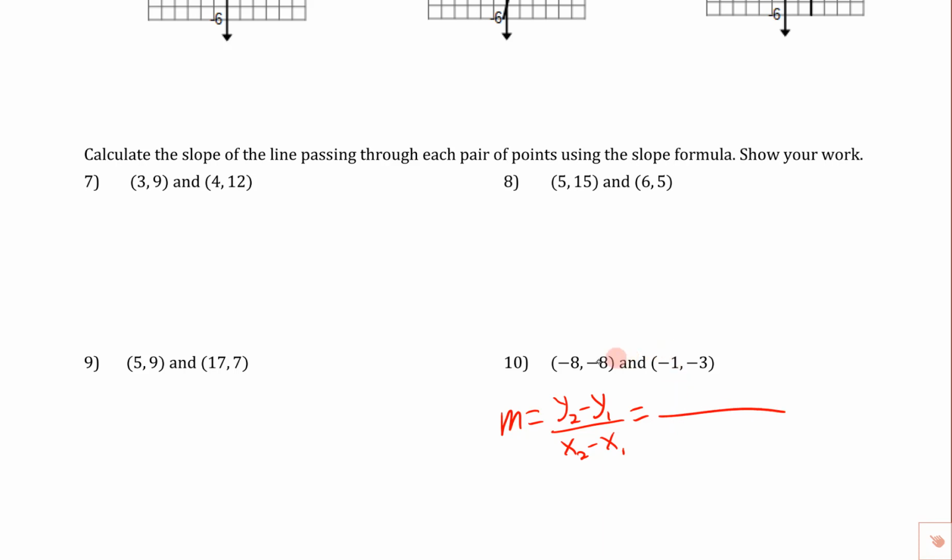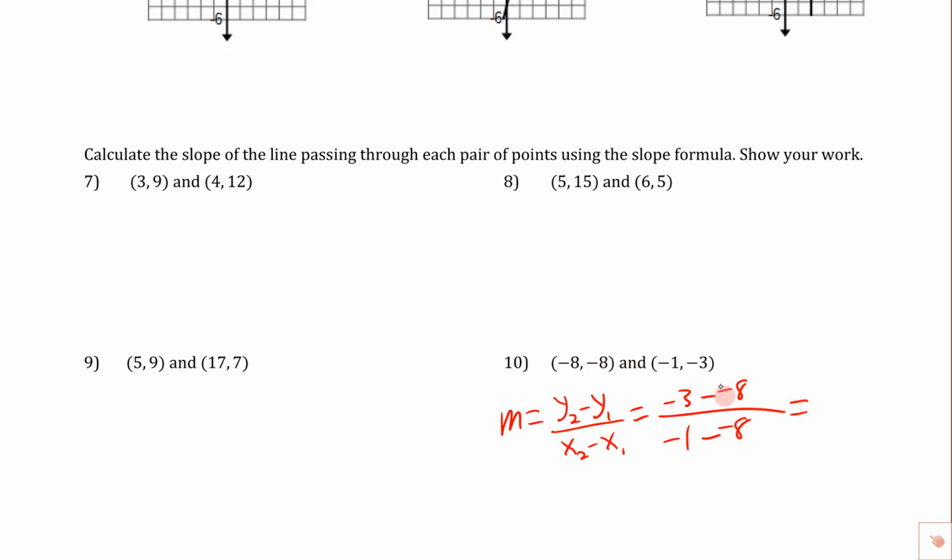Let's see. This is the first xy pair, and this is the second xy pair. So y2 is going to be -3 minus, right, the minus in the formula. A lot of people like putting down the minus in the middle of the top and bottom just to make sure that they don't miss it. So here's our y2 minus y1 would be -8. And then x2 is -1 minus x1, which is -8.